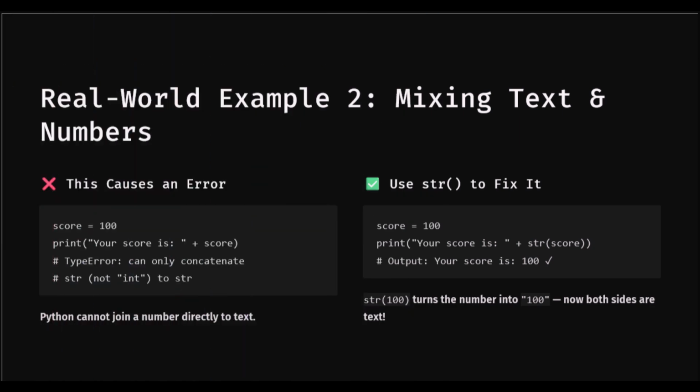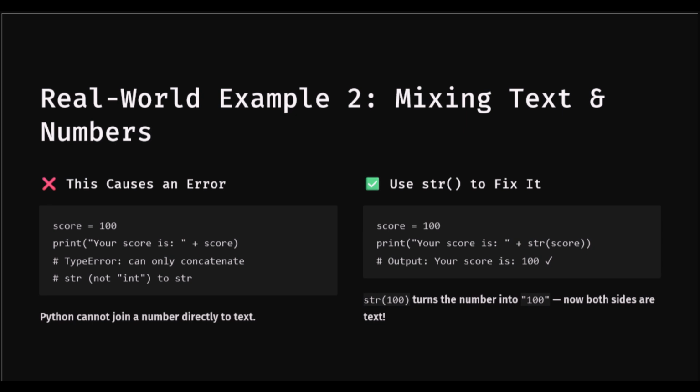Let's look at another common situation where typecasting is necessary. Often you will want to display a message that includes both text and a numerical value, like a player's score in a game. If you look at the section labeled "This causes an error," you can see why this is tricky. We have a variable called score set to 100. When we try to print the message "Your score is " plus score, Python gets confused. In Python's eyes, you are trying to add a piece of text to a mathematical number. Because these are different data types, the program will stop and show a type error.